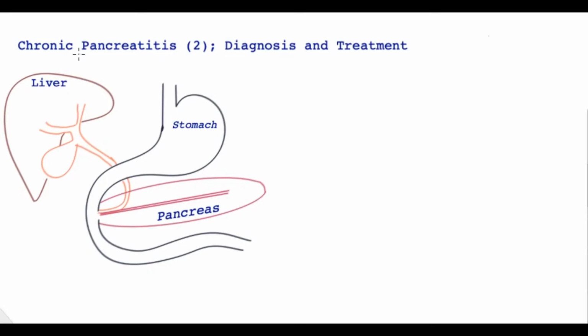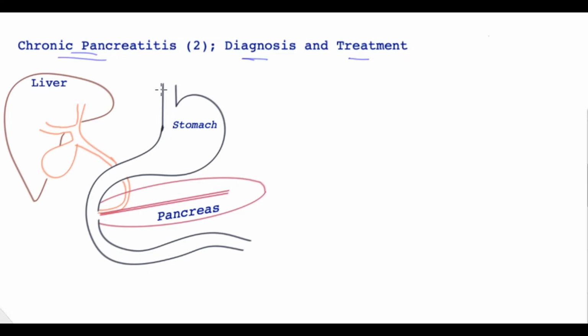This is the second of the two-part series on chronic pancreatitis. In the previous video, we discussed causes of chronic pancreatitis. What is chronic pancreatitis? What are the symptoms and what are the complications? In this, we will focus on the diagnosis and treatment of chronic pancreatitis.